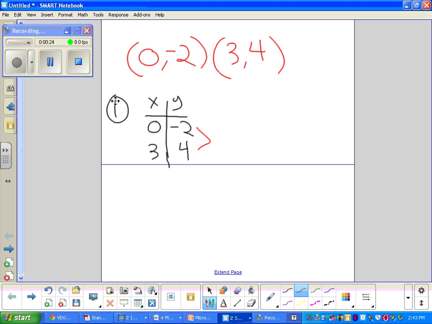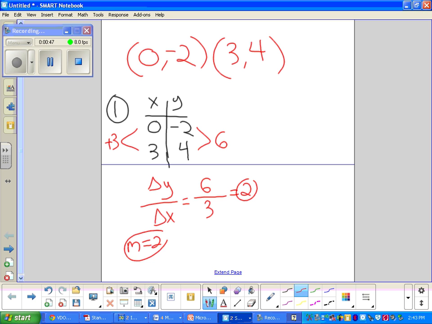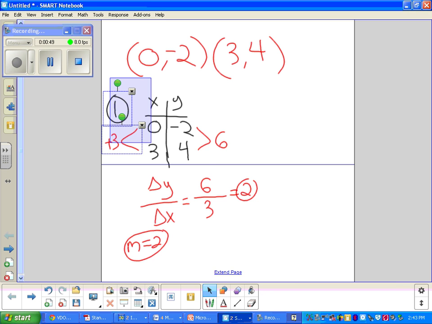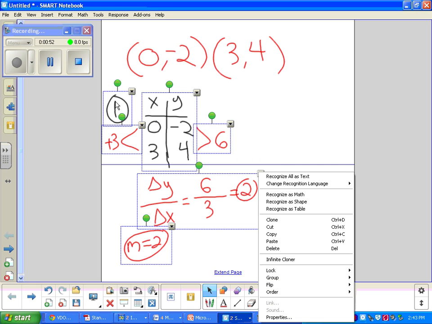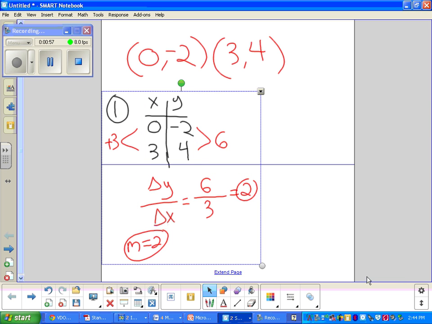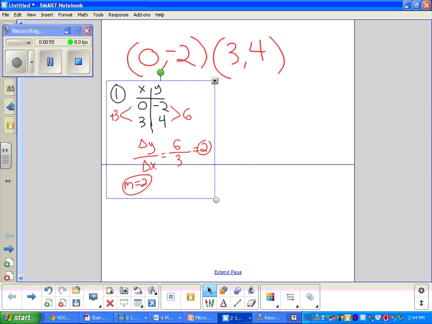To go from -2 to 4 is +6, and to go from 0 to 3 is +3. Your slope is still your change in y over your change in x. Y is 6, x is 3, and that breaks down to 2. So that's our first step. Our slope equals 2. Let's make this a little smaller. That's our slope.